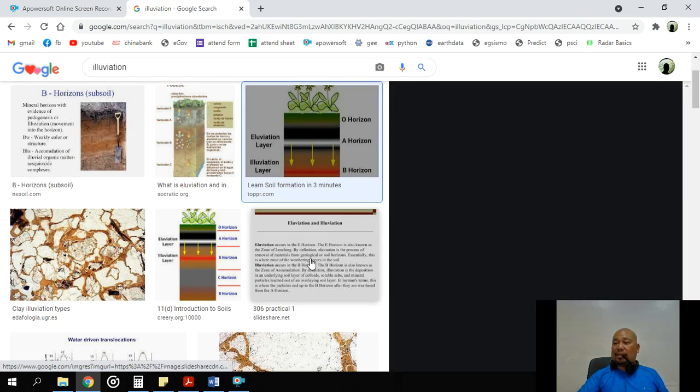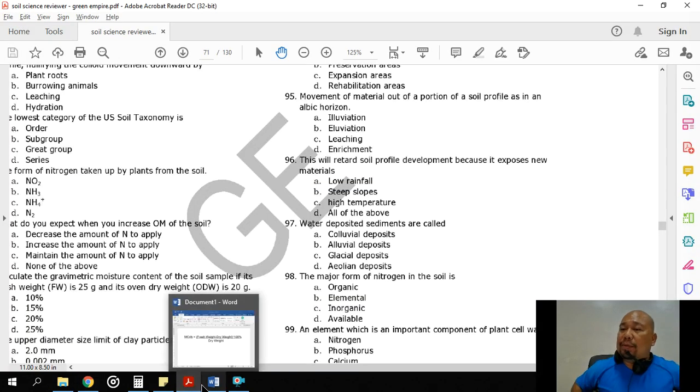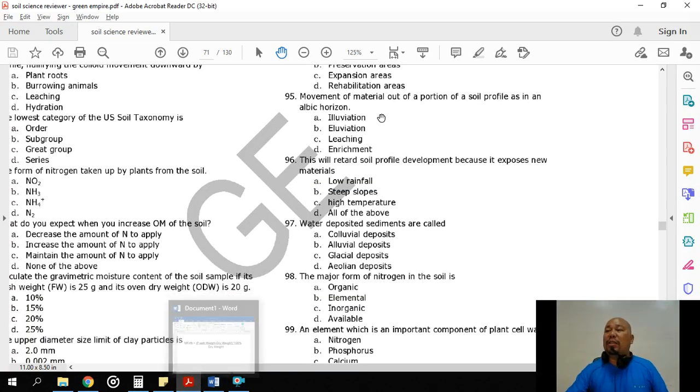Alright, let's see this one. Illuviation occurs in the B horizon. The E horizon is also known as the zone of leaching, meaning it goes out. Then the B horizon is also known as the zone of accumulation. ELU is one, ILLU is the other. So the question: movement of material out of a portion of a soil profile in an albic horizon. Albic is the whitish one. Okay, it is eluviation, letter B.